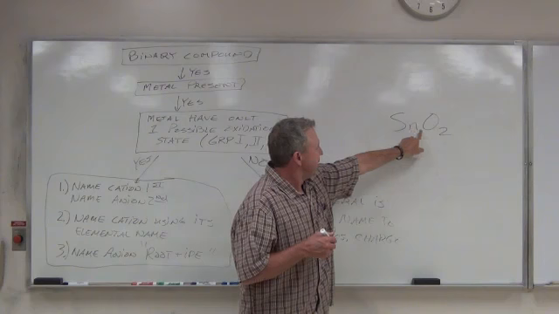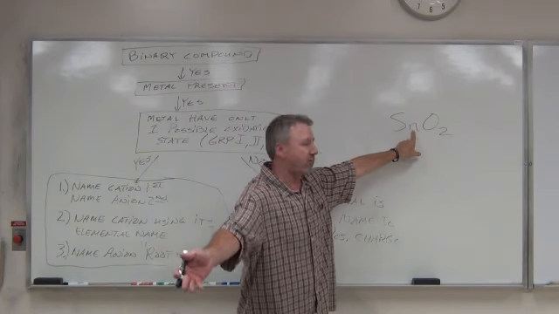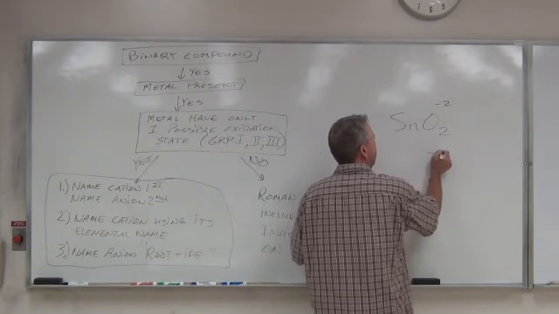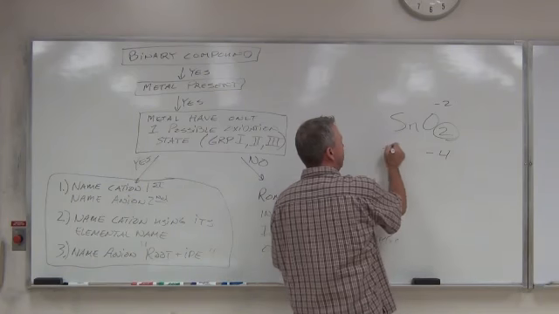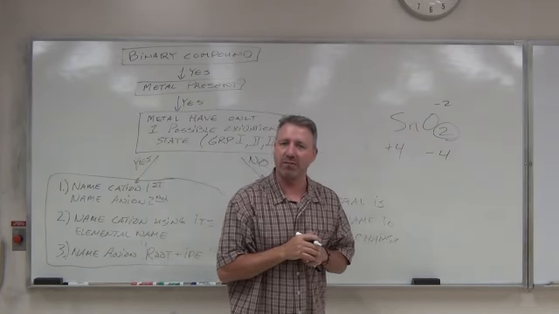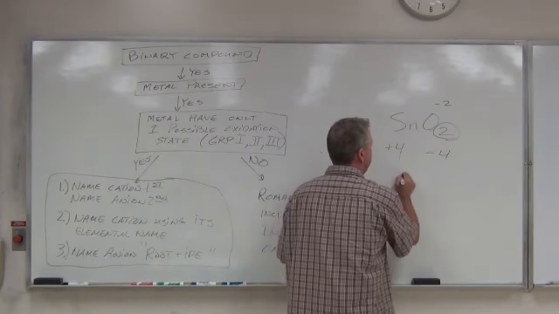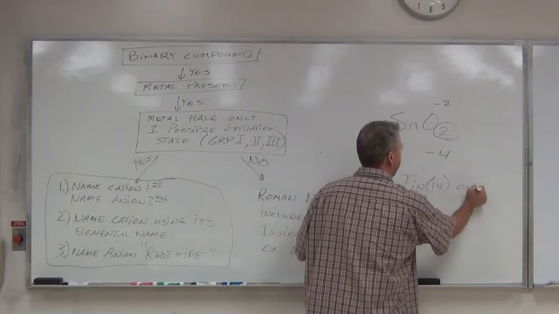I don't know what the charge on the tin is. I know that there's 2 possibilities, 2 or 4. I do know the charge on oxygen is -2. Grand total -4 because I have 2 of them. This is a neutral compound, so the total positive has to be +4. There's only 1 tin indicated in the formula. This is tin 4 oxide.